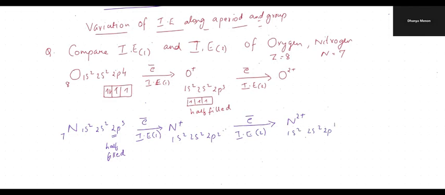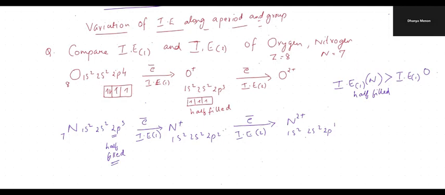Now we have to compare which one is greater, between oxygen and nitrogen. If we compare the first ionization energy, the first ionization energy of nitrogen will be greater than the first ionization energy of oxygen. Why? Because nitrogen is half filled. I've already written here half filled, right?